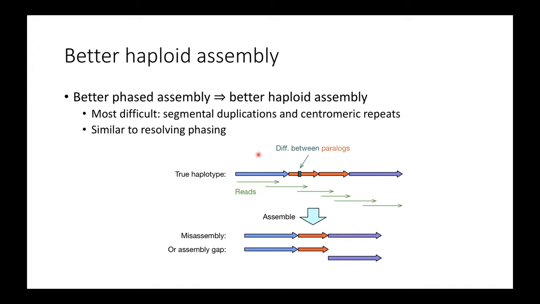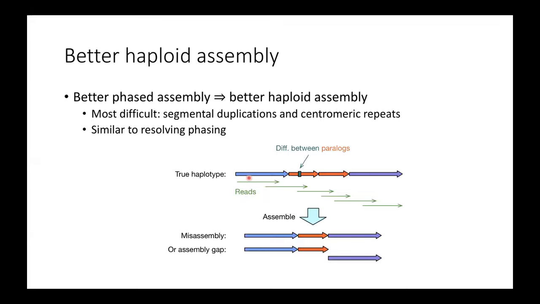And I want to mention that HiFi assembly is not only a better phased assembly. Actually, if you can do phased assembly well, you can get a better haploid assembly. Think about it: to do phased assembly, you need to distinguish haplotypes based on very low heterozygosity, 0.1% for human data. For other species, it's still around 1%. And if you want to resolve segmental duplications, it's the same problem. The copies in a segmental duplication can also be very close.